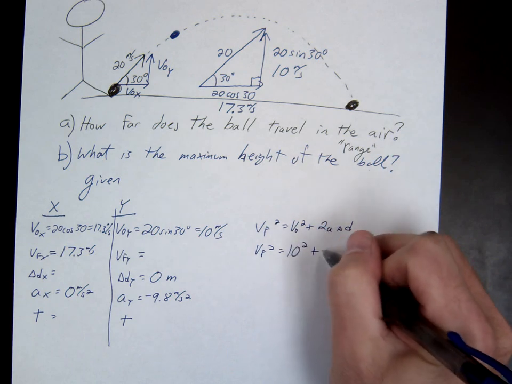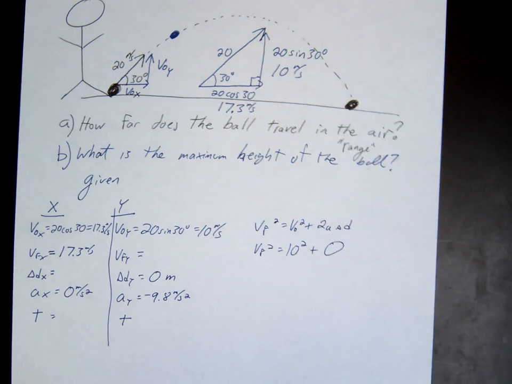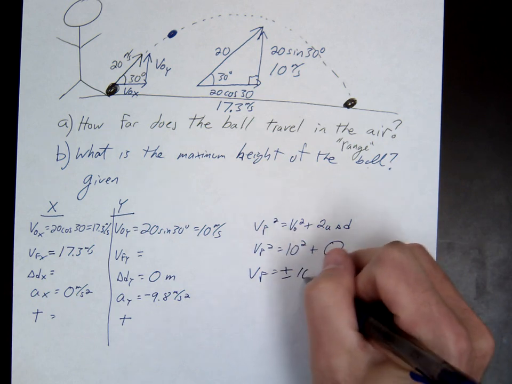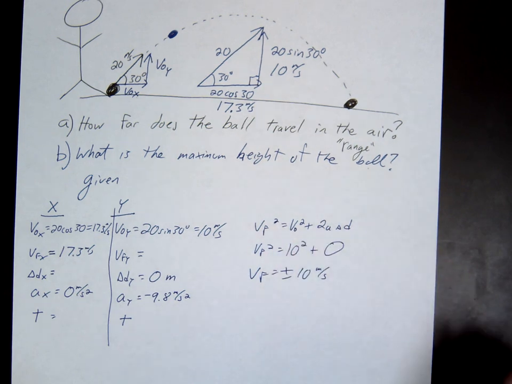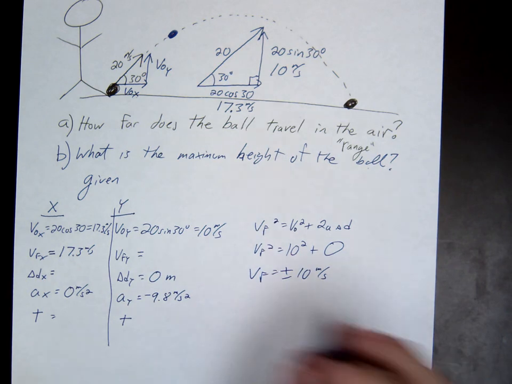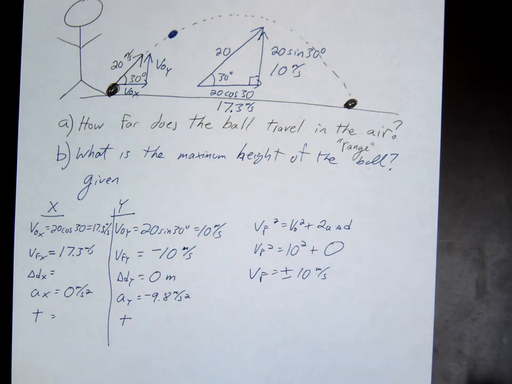Squared plus, well, since delta d goes to 0, that's just going to be 0. Therefore, v final is plus or minus 10. Remember, when you square root, you have to plus or minus it. What's the right answer? Negative 10. And where did we see this before? When we threw things straight up.